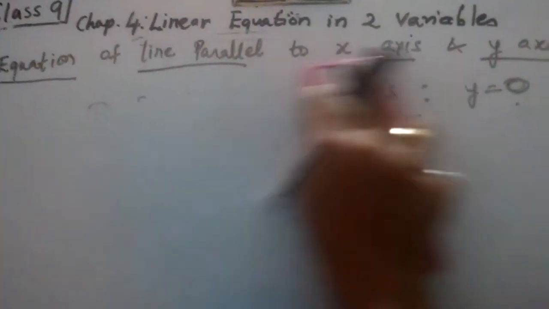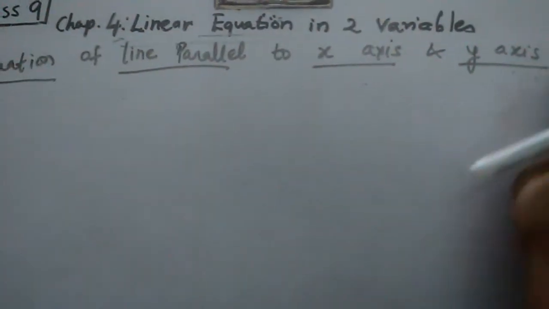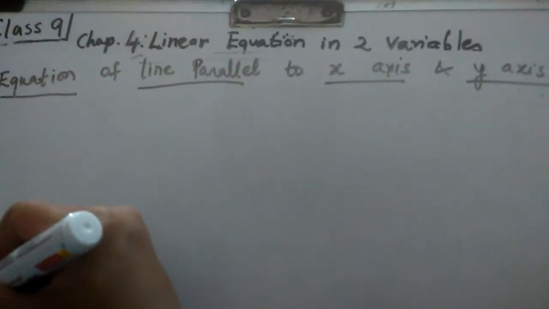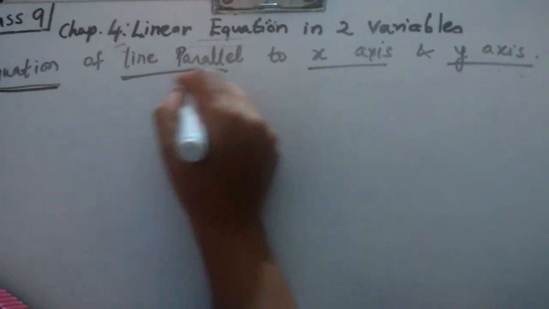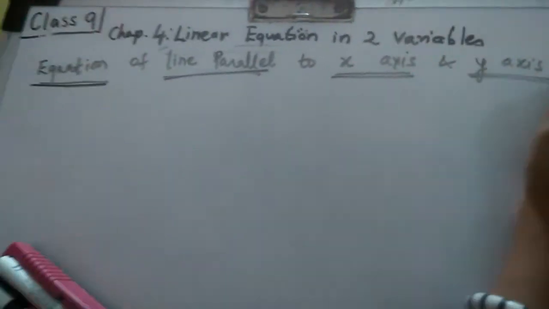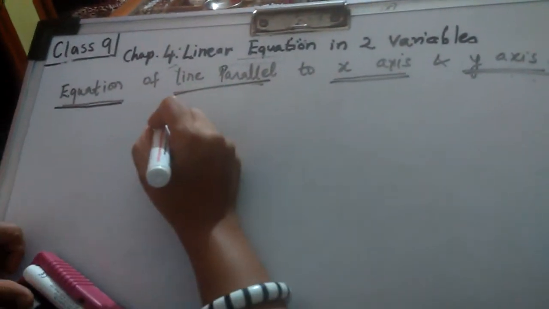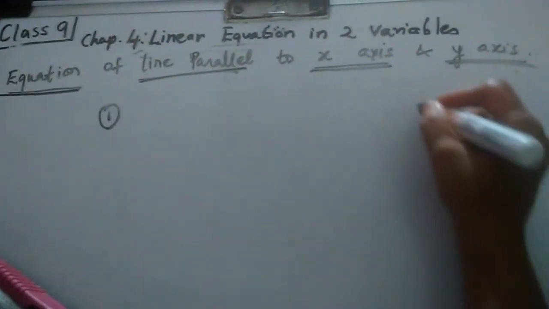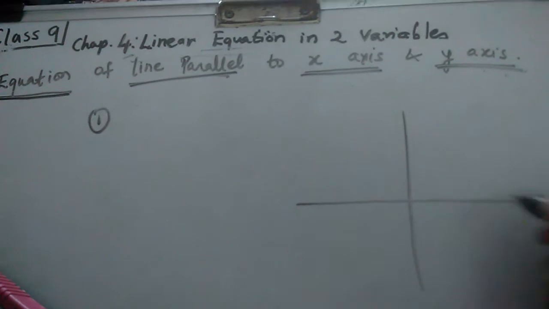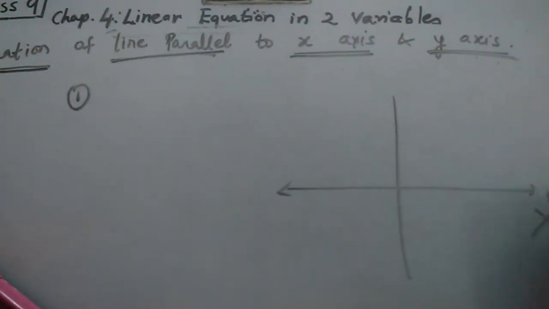Okay, students, this is the last lecture for linear equation in two variables. Today we'll be learning equation of line parallel to x-axis and y-axis. First of all, we must know two things. First is, we have two axes. This is our x-axis and this is our y-axis, right?